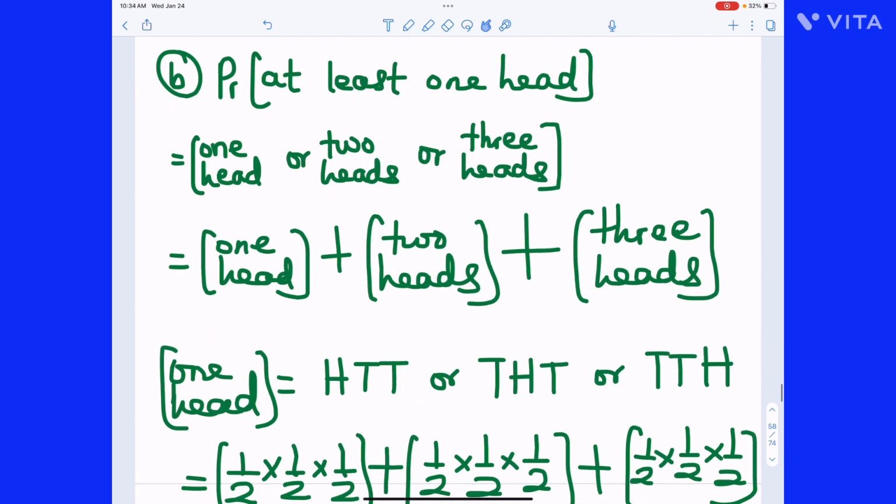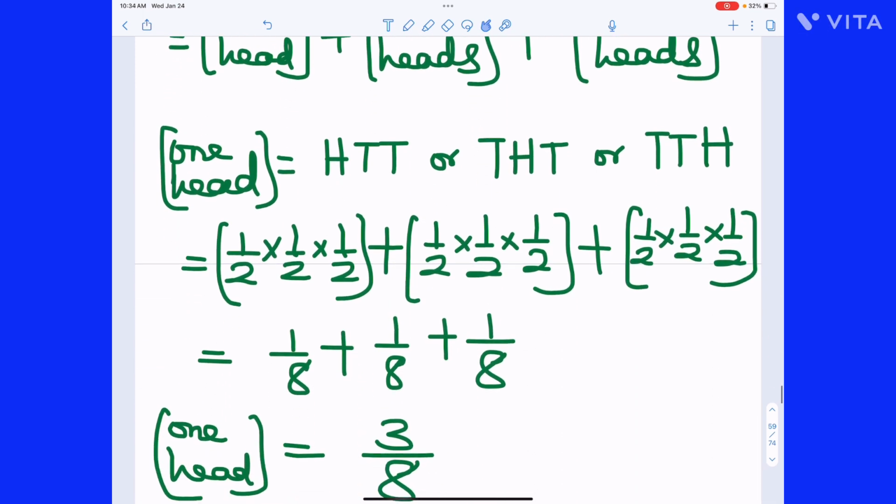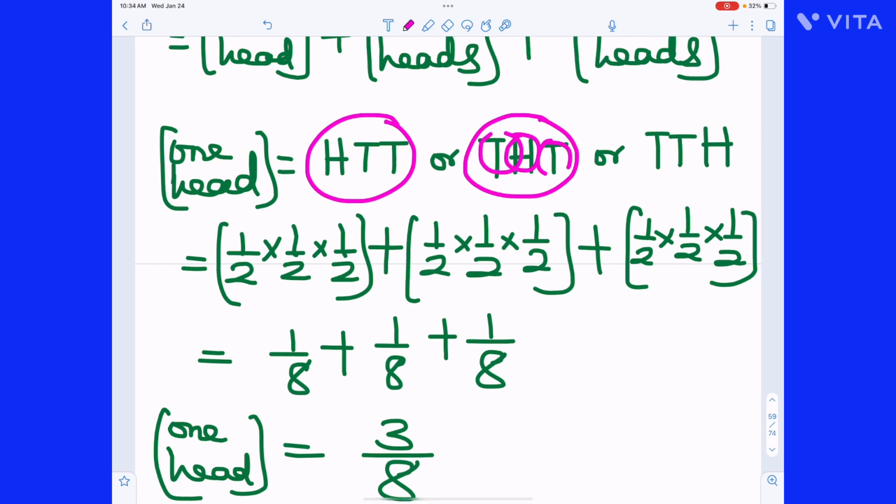B says find the probability of getting at least 1 head. At least 1 head means 1 head or 2 heads or 3 heads. So we are not going to do this again. We have already found the probability of getting 2 heads, so we keep that somewhere. Let's now calculate the probability of getting 1 head. You could get 1 head in 3 ways too. Either head first time, tail second time, tail third time you toss the coin. Or tail first time, head second time, and tail third time. Or you could get 1 head by getting a tail first time, a tail second time, and a head the last time you toss the coin.